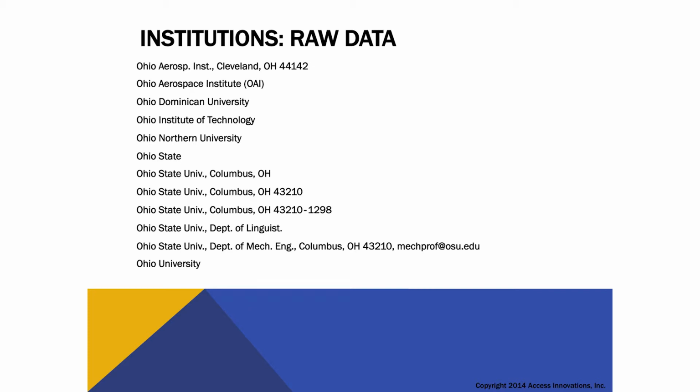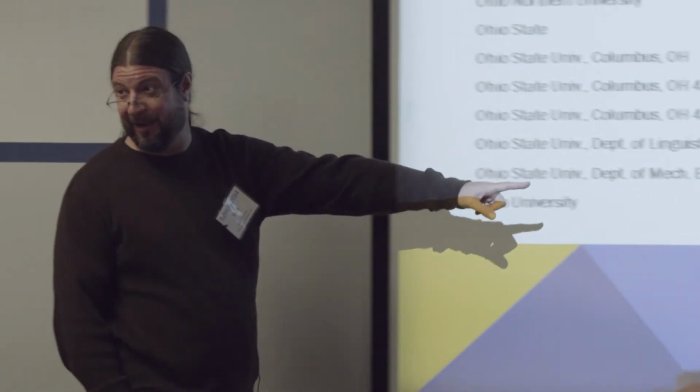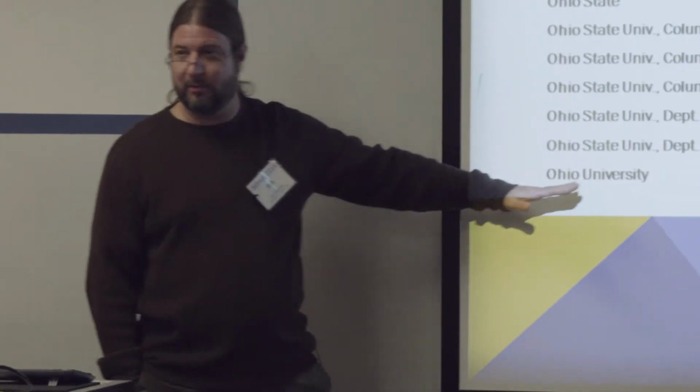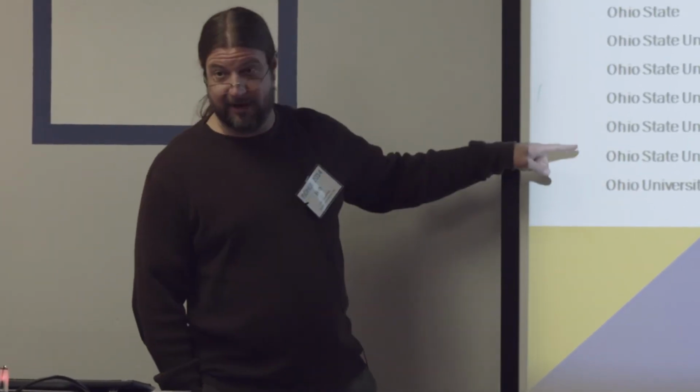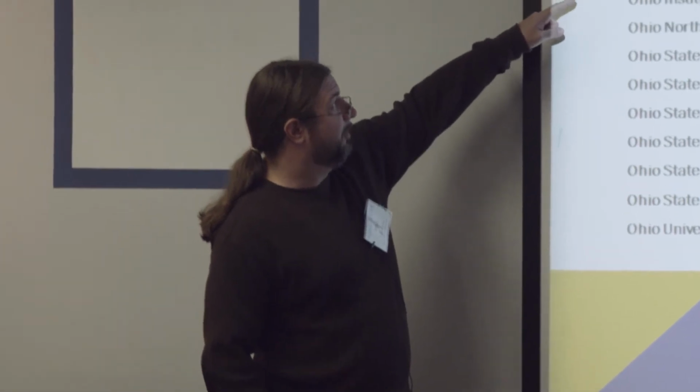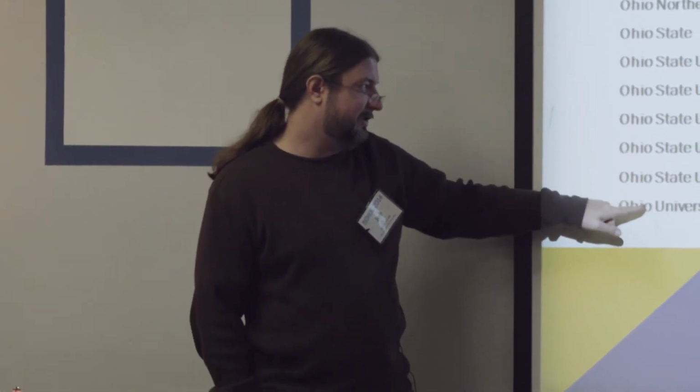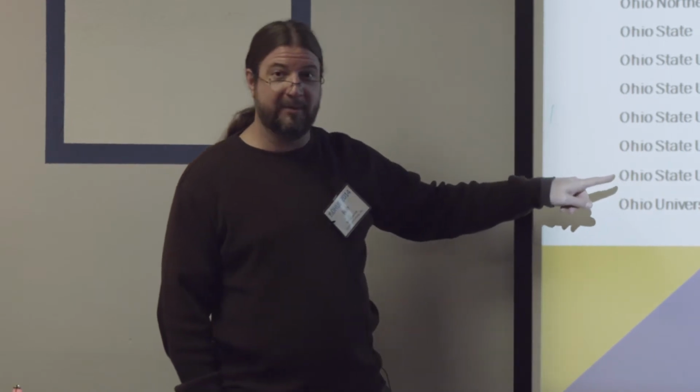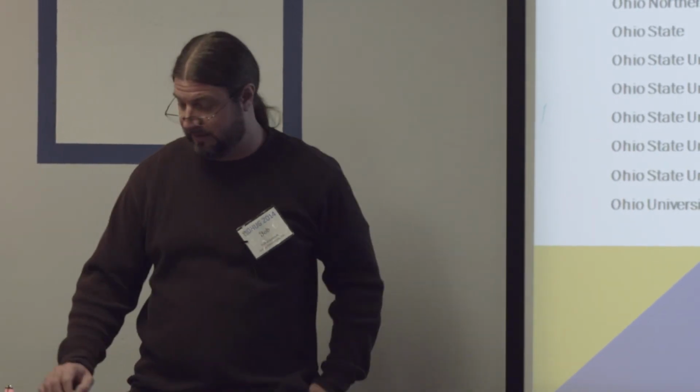We have Ohio Dominican University, the Ohio Institute of Technology, Ohio Northern University, Ohio State University in Columbus, with an extra zip code, with a Department of Linguistics, with a different department, with the city, state, zip, and someone's email appended to it. And then we have Ohio University, which we happen to know is actually not the same as Ohio State University or Ohio Northern University or any of these other ones, that it's an independent institution. But if you're not careful, a well-meaning algorithm could match Ohio University to Ohio State University. So the problems are very granular.